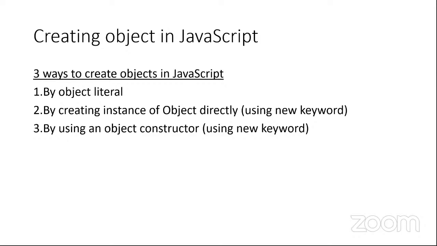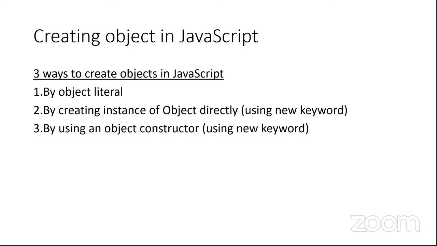So how do we create objects in JavaScript? We can create objects in JavaScript in three ways: by object literal, by creating an instance of an object directly, and by using a constructor. So what is a literal? A literal is a kind of constant, so those values don't change. Another one is by creating an instance of an object directly, with the help of the new keyword. We'll see it with hands-on.